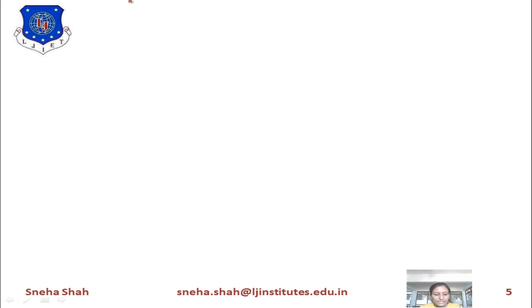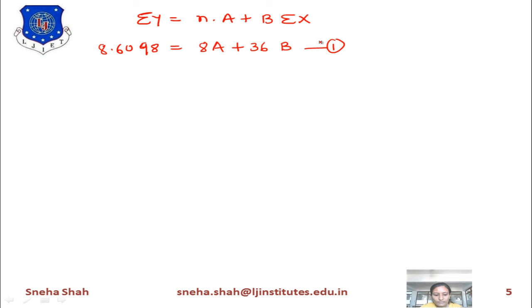So the first equation is summation y equals n into a plus b into summation x. Right? What is the value of summation y? Its value equals 8.6098. Now as I told you, the value of small n equals 8, capital A will be as it is, the value of B will be as it is, and the value of summation x equals 36. So this one is equation number 1.